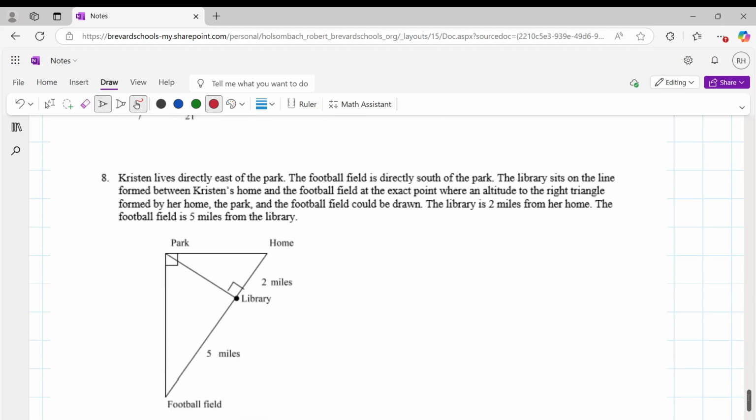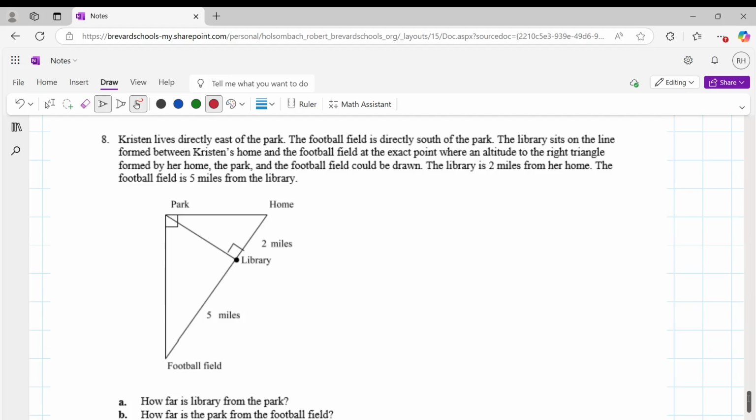All right, problem number 8. A lot of wording up here, but all the information is already in the diagram. Talking about Kristen lives directly east of the park. Okay, here's her house. Football field is directly south of the park. Okay, so football field's down here.